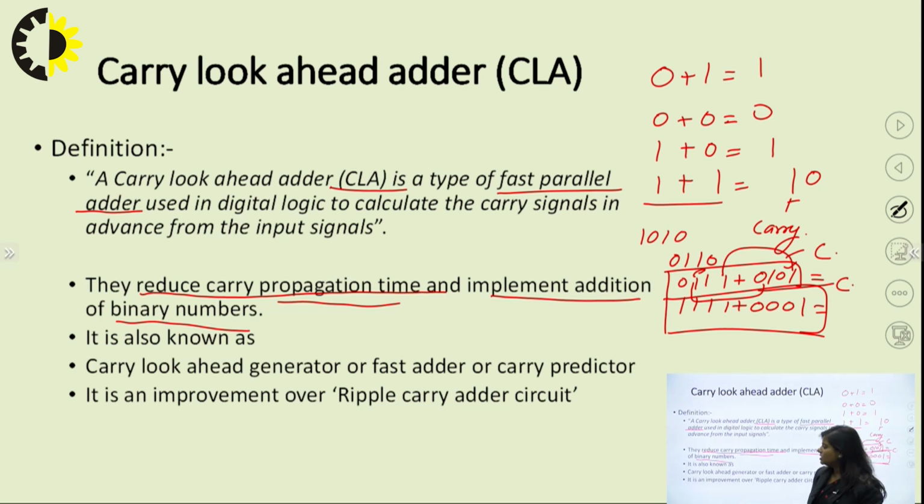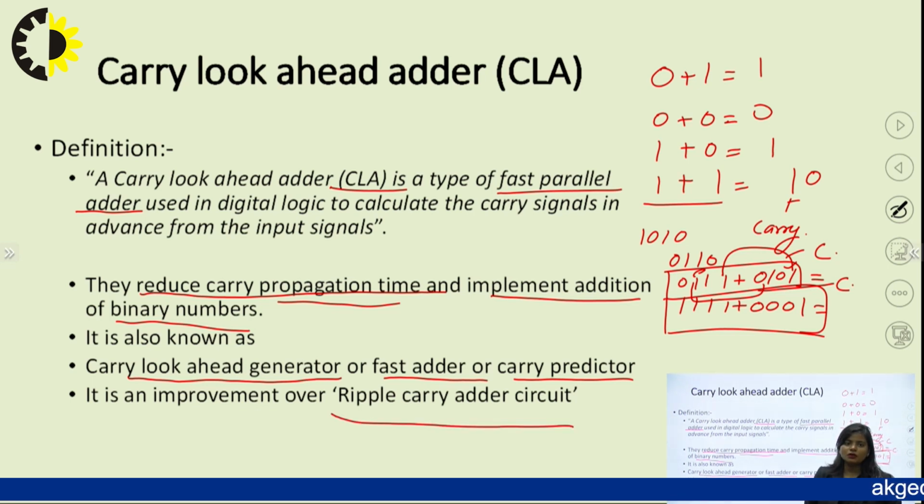Basically CLA is also known as carry look ahead generator, fast adder, or carry predictor. We can also call CLA by these names. Basically it is an improvement over the ripple carry adder circuit, a very improvised version of the ripple carry adder circuit.